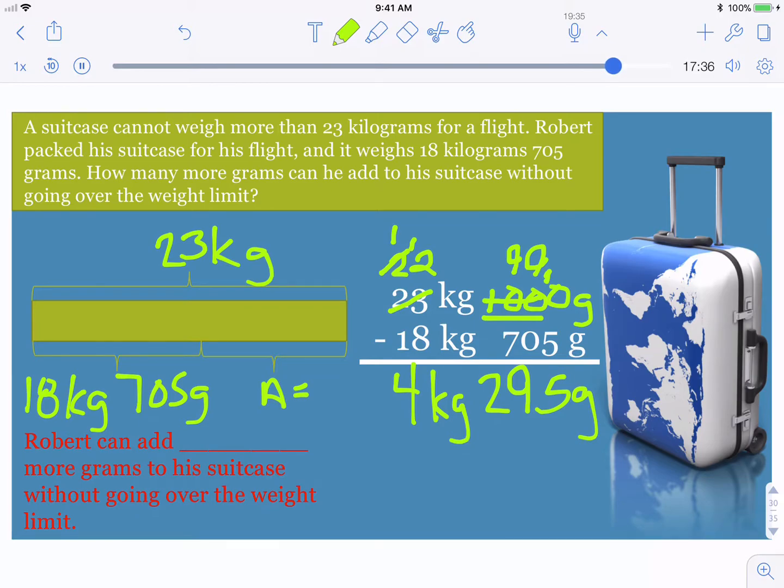So now you have to convert this back to grams. Would this problem have been easier to solve if we had just kept our conversion to begin with? Maybe, depending on how you feel about borrowing and all that stuff. Okay, so we have 4 kilograms, which is the same as 4,000 grams, 295. Robert can add 4,295 more grams to a suitcase without going over the weight limit. Okay, good.